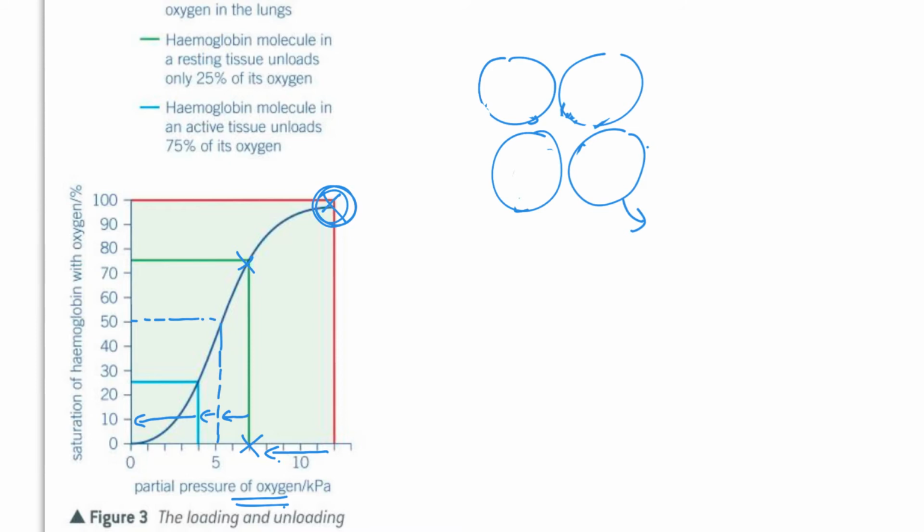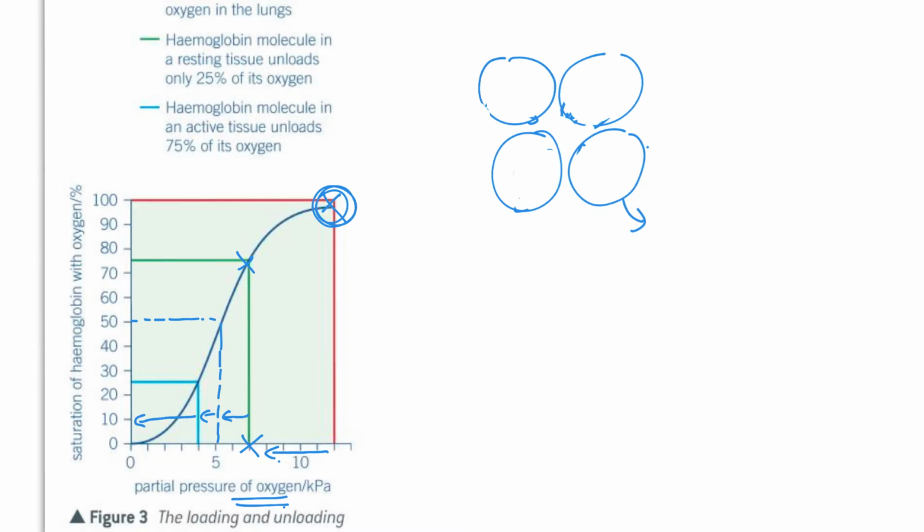So I described it as a dissociation curve. So I started off, they were full, and then they lost one, and they lost one, and they lost one. But it works exactly the same in the other direction. So you'd need a large increase in partial pressure of oxygen for your first oxygen to bind on, and then a little increase for your second, a little increase for your third, and then a large increase for the fourth.